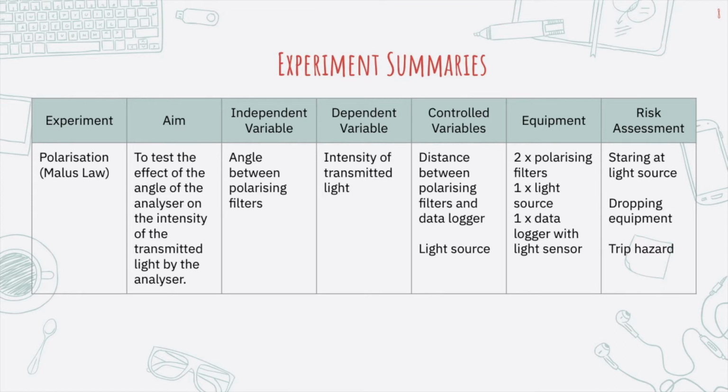The nature of light, we're asked to investigate Malus' law. Now the aim for this experiment is to see the effect of the angle of the analyzer, which is your two polarizing lenses, what the angle between those two lenses does on the intensity of light transmitted between those. So your independent variable is the angle created between the two polarizing filters. Your dependent variable is your intensity. Okay. Notice the detail here is only enough detail for you to understand what has happened in this experiment.